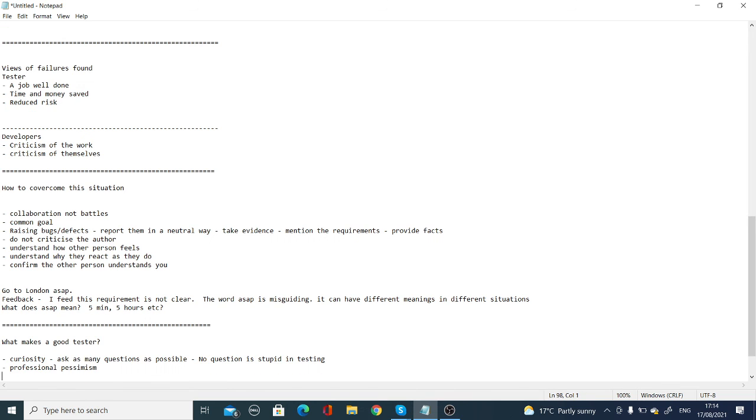Pessimistic means negative thinking. The software won't work. You need to be pessimistic professionally. Why professionally? You don't be pessimistic in your daily life, in your personal life. But professionally, whenever the software is delivered, you need to be specific. The software won't work, you will find some defects. A critical eye.